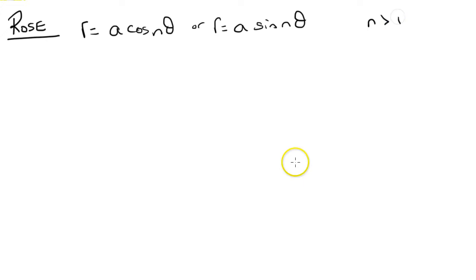And n has to be greater than 1. Now, what we're going to do is I'm going to graph a couple of these, and then you're just going to see what the graph looks like, and we can see what the pieces do: what the a value does, what n does, what the cosine or the sine do. So we'll see what all the pieces are. All right, let's take a look at the first one here.